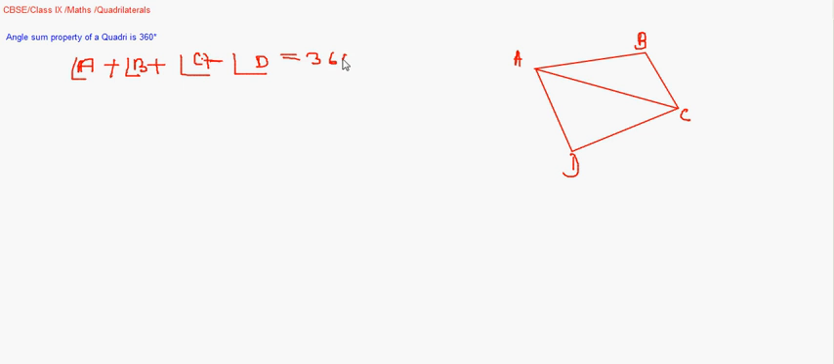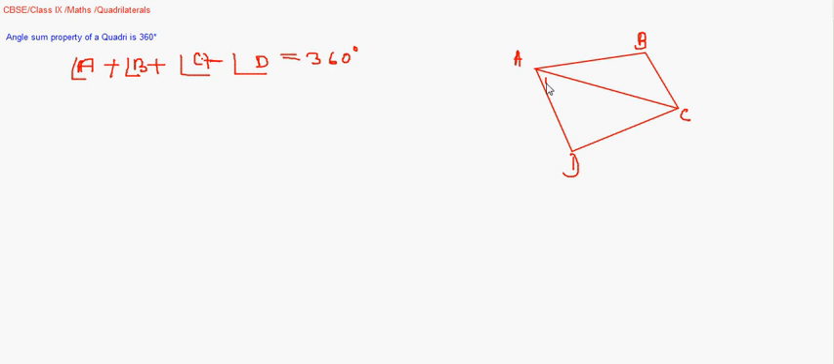Now how does the angle sum property of a quadrilateral make it 360? I can divide this whole quadrilateral into two triangles. Now if I name them as A, this is B, C, D. Now it is divided into two triangles, so the angle sum of angle A plus angle B plus angle C plus angle D we have to prove to be 360 degrees.